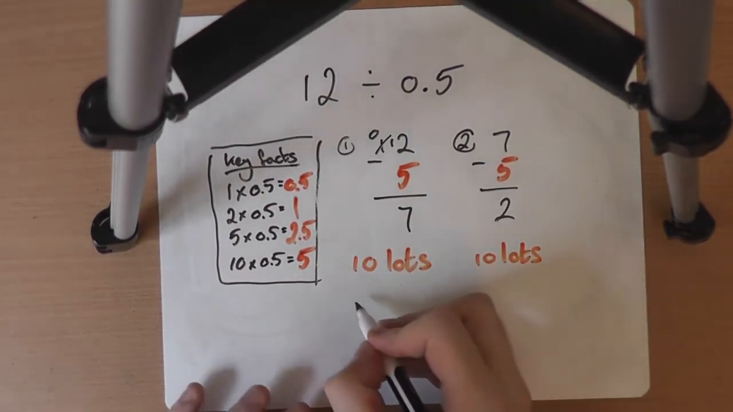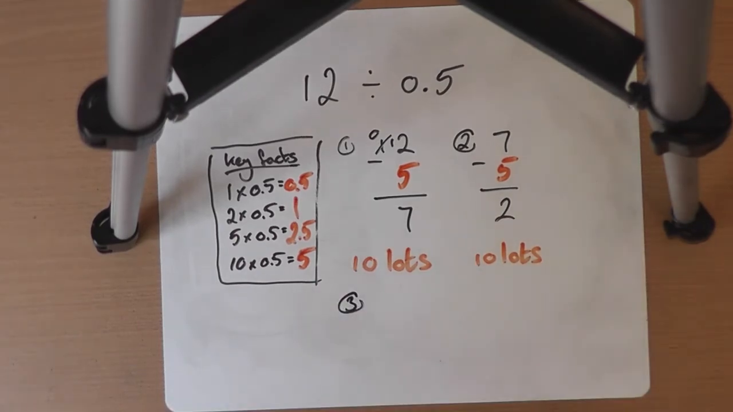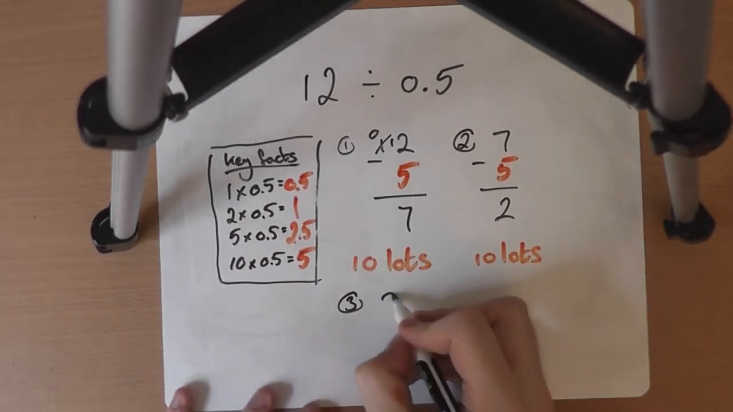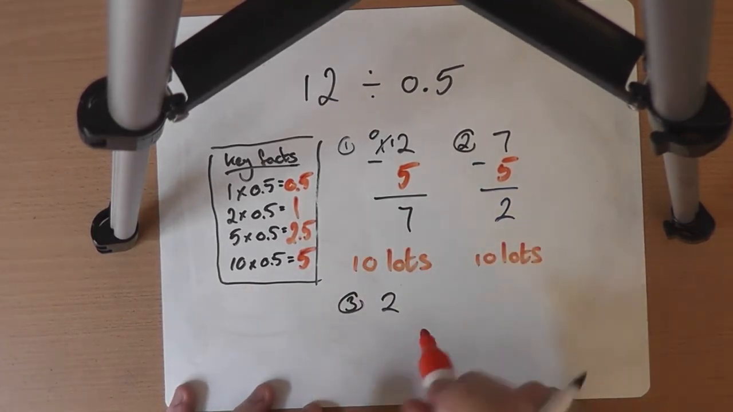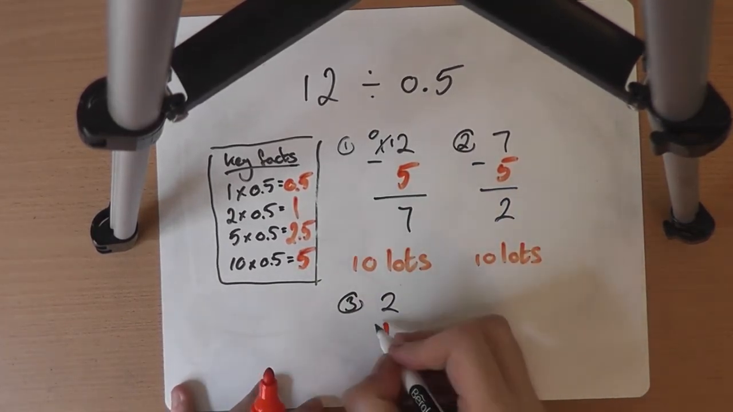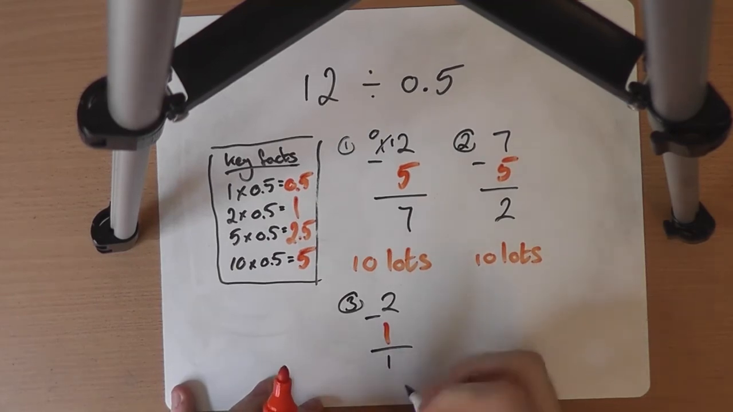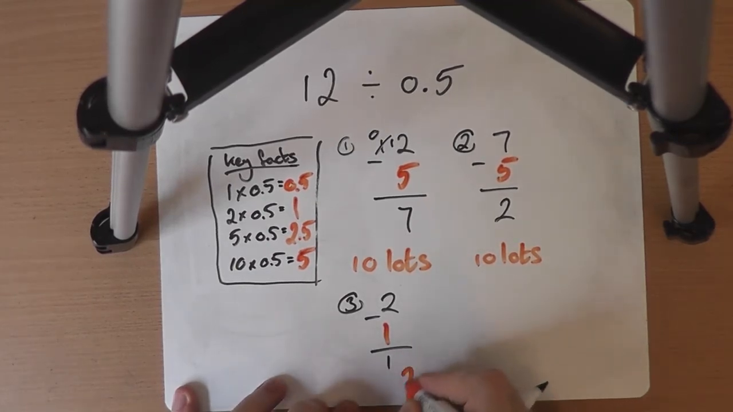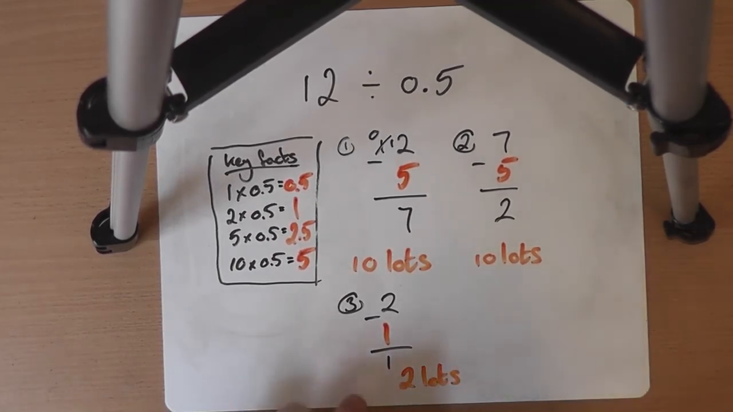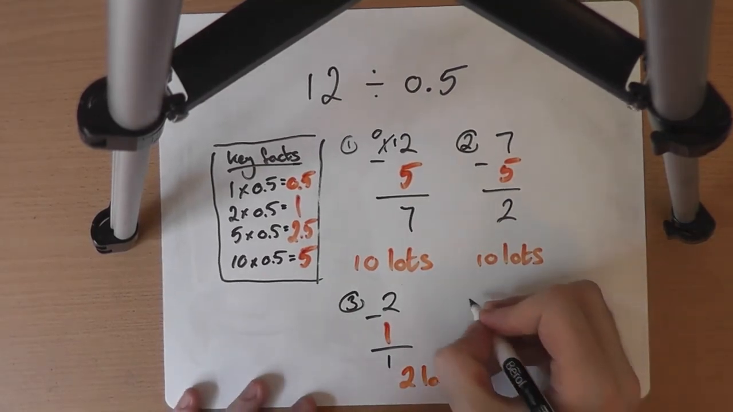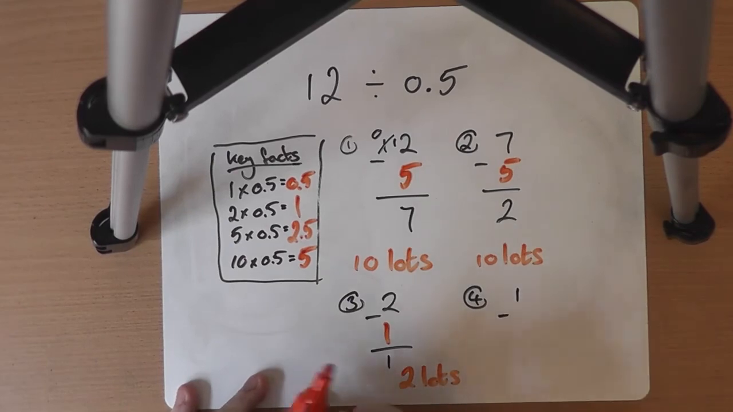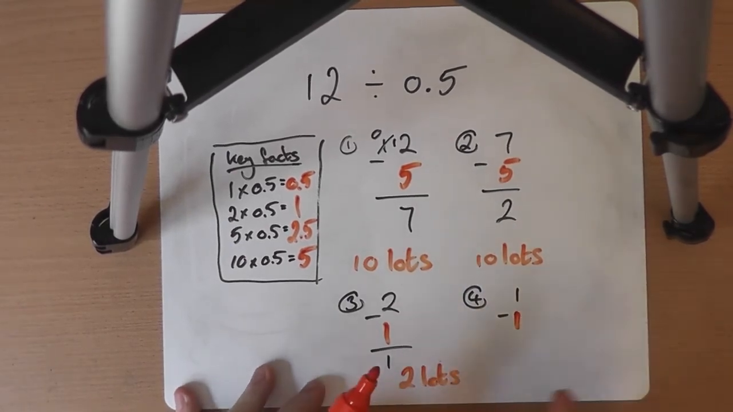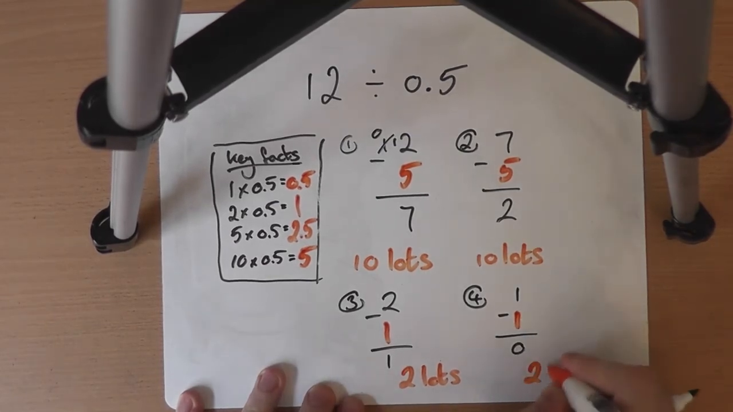From that point then, we could do a third sum. We could start with 2. We can't take away 5, we can't take away 2, we could take away 1. We could take away 1, and that leaves me simply with 1. That was 2 lots gone. And we've got one more sum that we could do to hit the 0. We could start with 1, take away a 1, that leaves me nicely with 0, and that was another 2 lots gone.